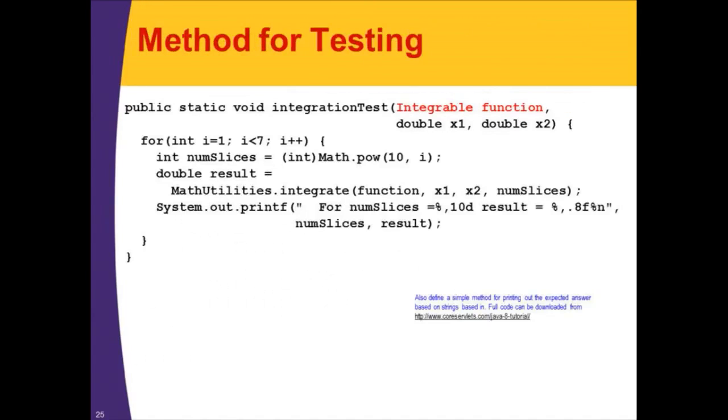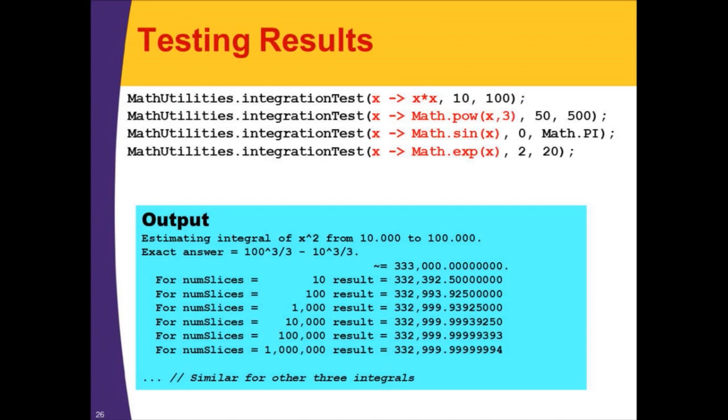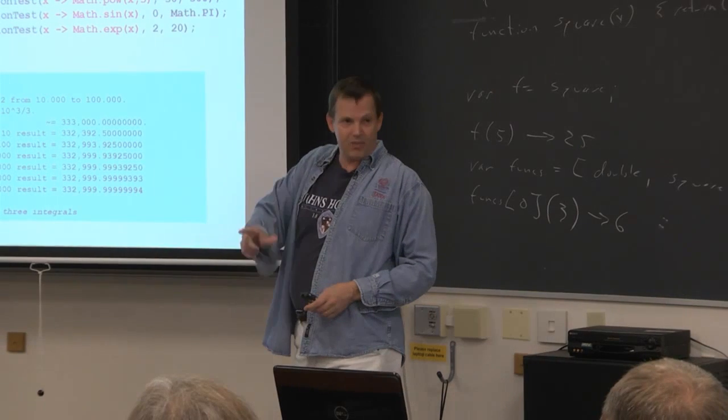And then I've got some test routines. But the calling code is different. That's where I pass in a Lambda. It's expecting an Integrable, but I pass in a Lambda. Why can I pass in a Lambda? Because Integrable is an interface that takes one method.